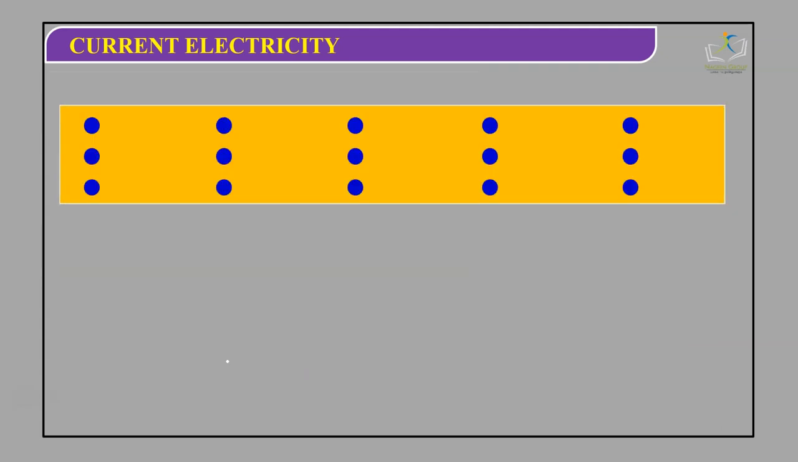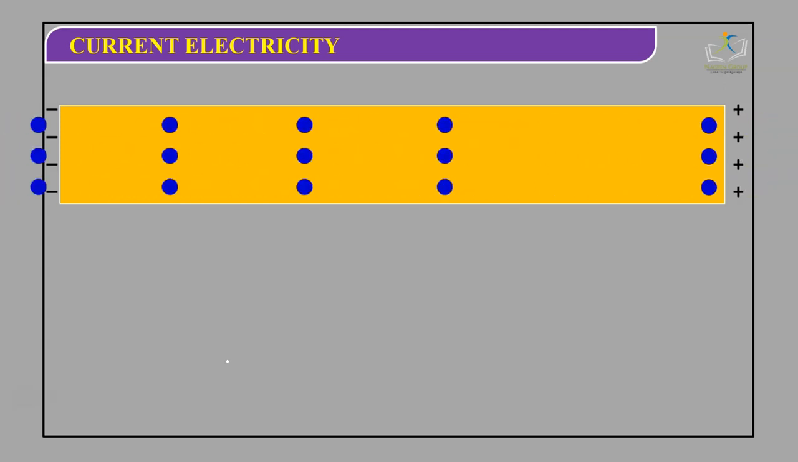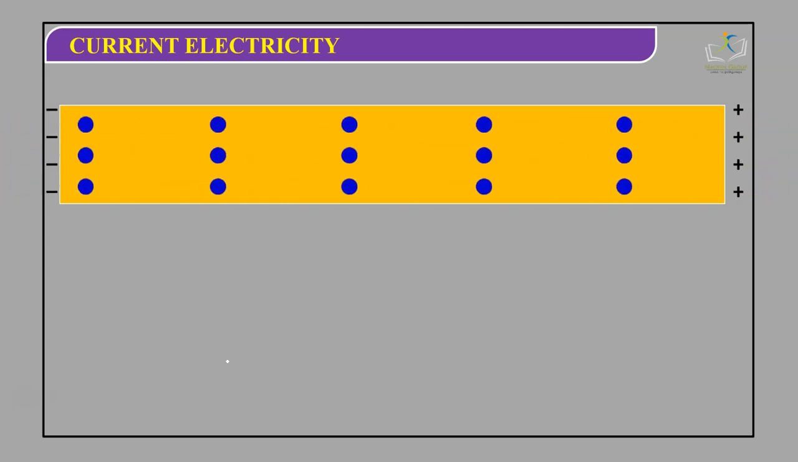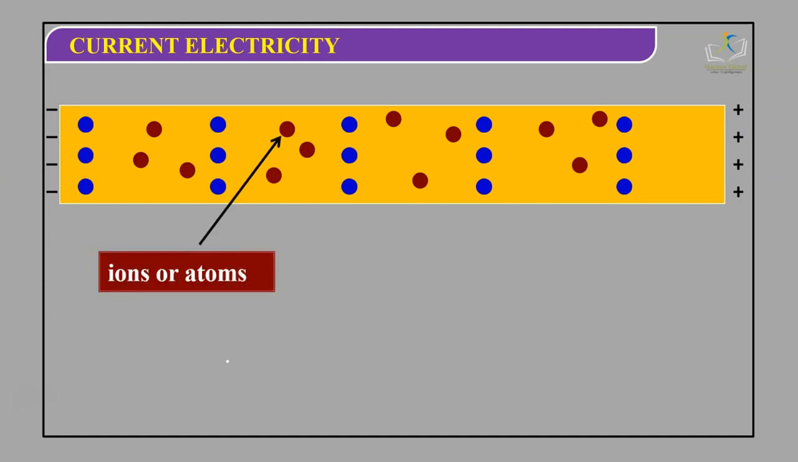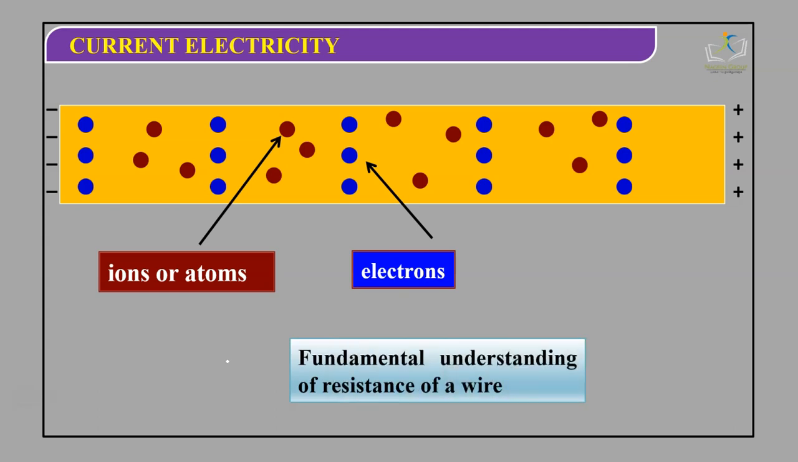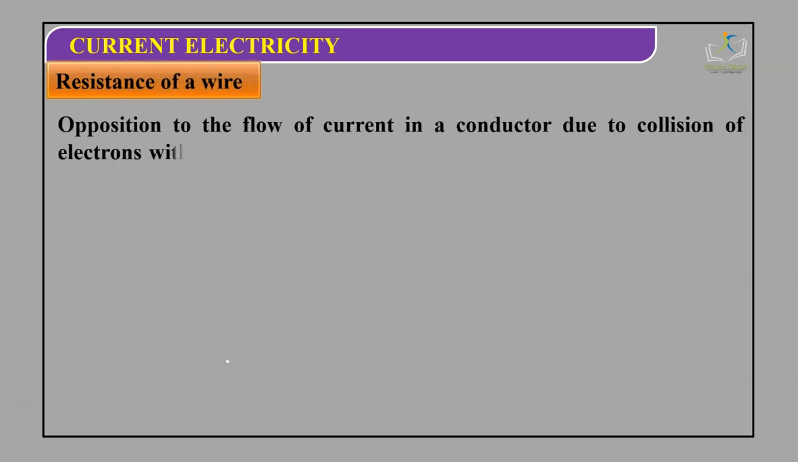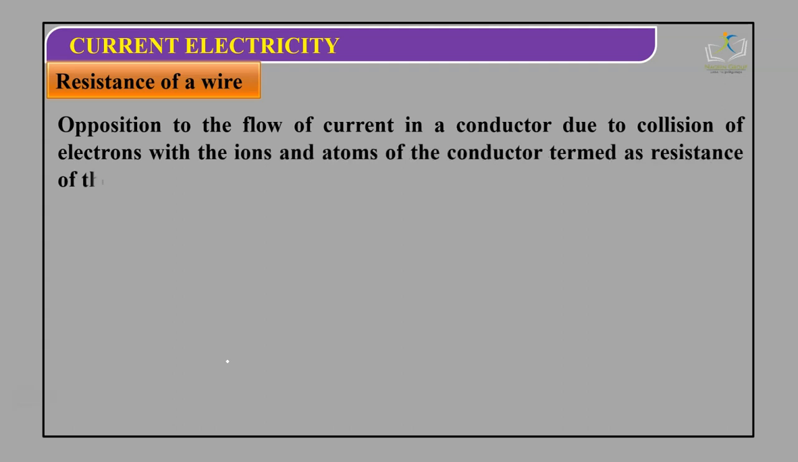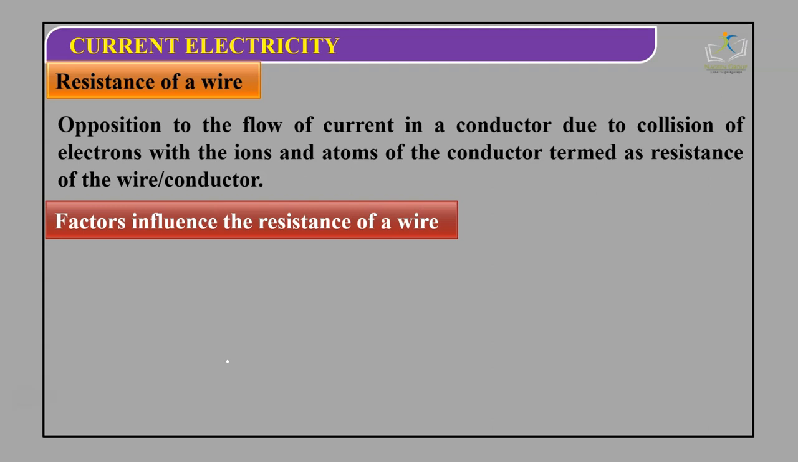Moving ahead, electrons have negative polarity and there are positive charges, and the charges want to move because of ions or atoms. This is the electrons. So the fundamental understanding of the resistance of a wire is the opposition to the flow of current in a conductor due to the collision of electrons with the ions and atoms of the conductor, termed as the resistance of the wire.